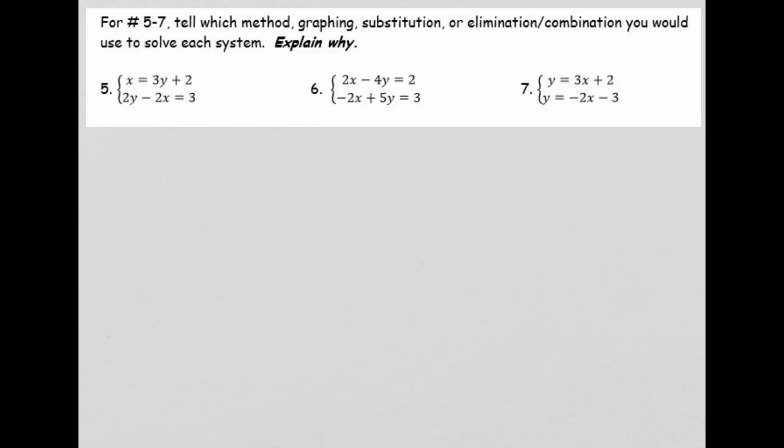Okay, now for 5, 6, and 7, I do not want you to solve them.